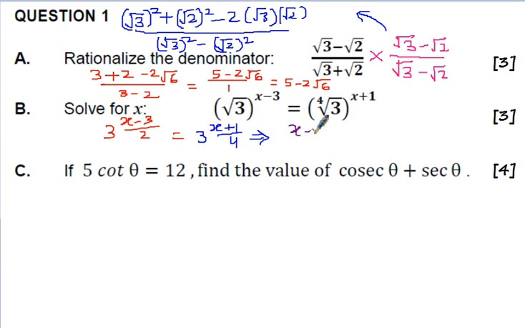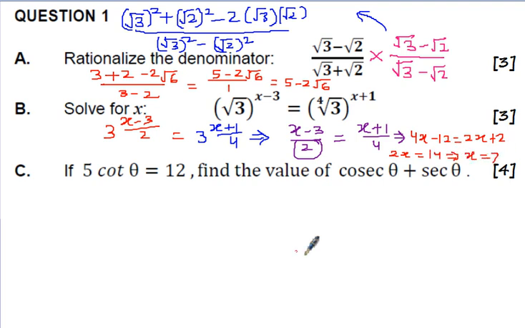So x minus 3 upon 2. Many children don't write this upon 2 and they get 0 marks here, or they get 1 mark. And this is x plus 1 upon 4. Now you can do cross multiplication. When you do cross multiplication, you will be getting 4x minus 12. Be careful in multiplying 2x plus 2. Some children don't multiply the second term. So now you bring this side 2, so it will become 2x equal to 14 and x will be 7. Easy. You can pause the video and try to solve by yourself.